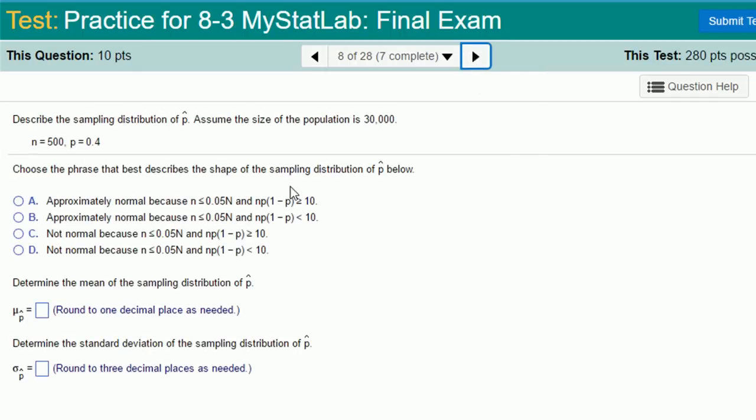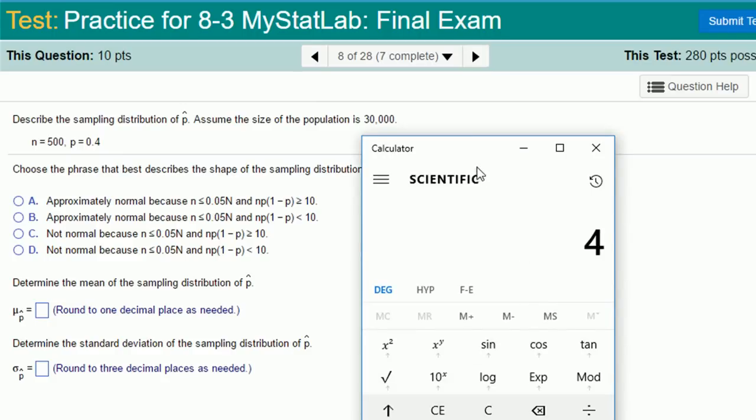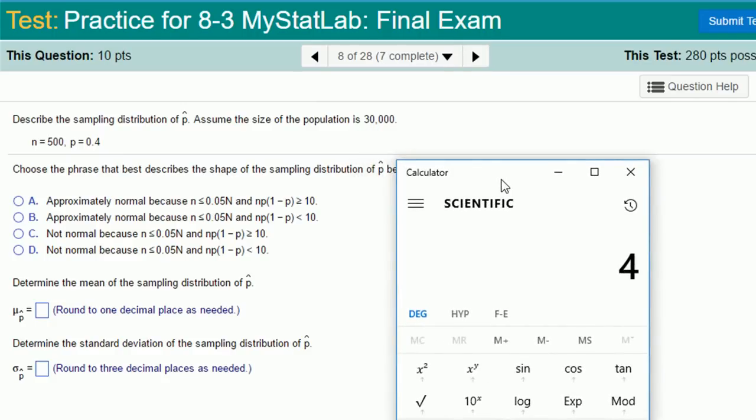The sampling distribution of p hat, assuming the size of the population is 30,000, n is 500, and p is 0.4. So we need to check 2 conditions. One, is our sample size smaller than 5% of the population? 0.05 times 30,000 is 1,500. My sample size is smaller than that. That's good. Now let's calculate n, that's 500, times p, 0.4, times 1 minus p, 1 minus 0.4.